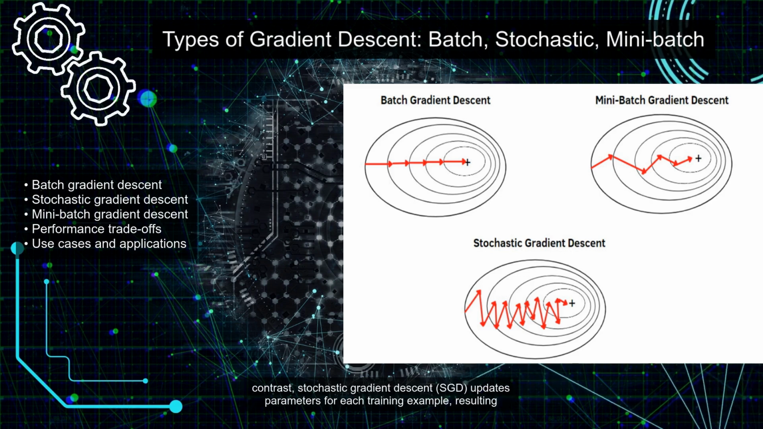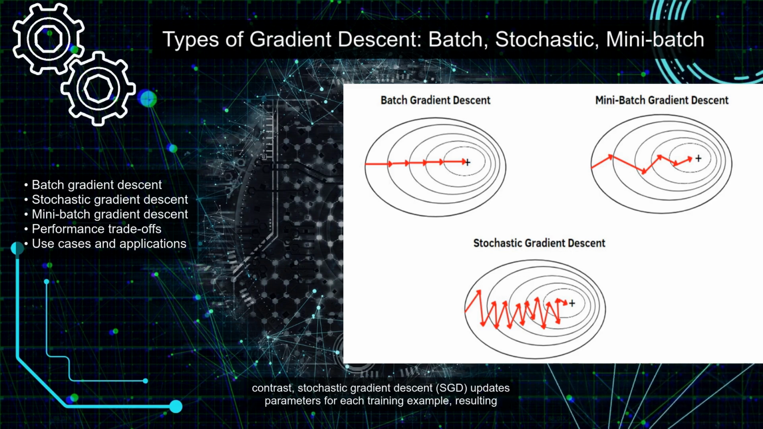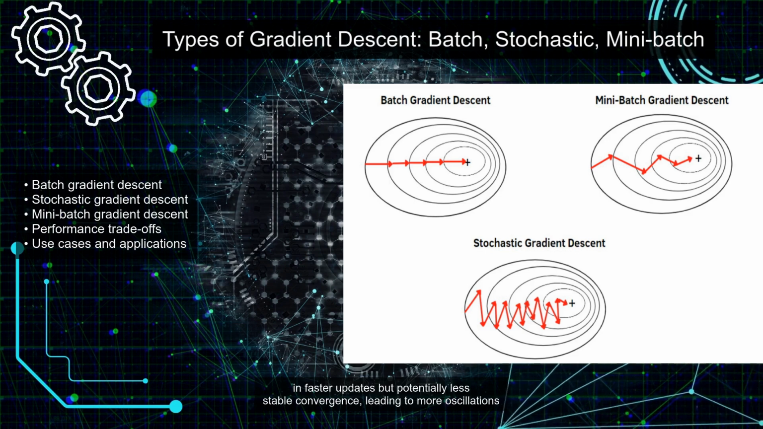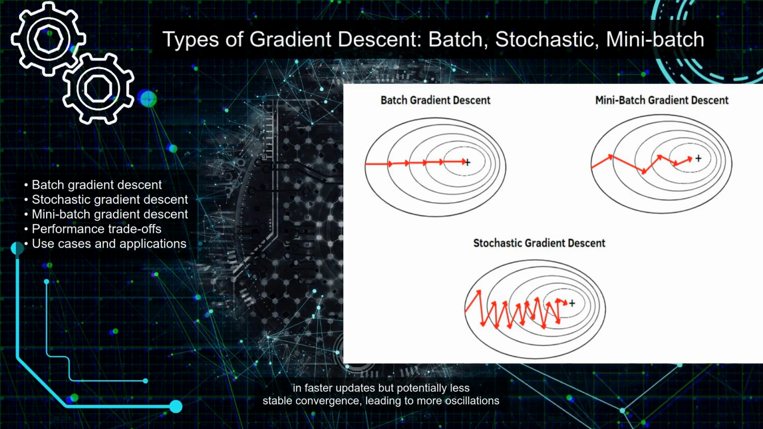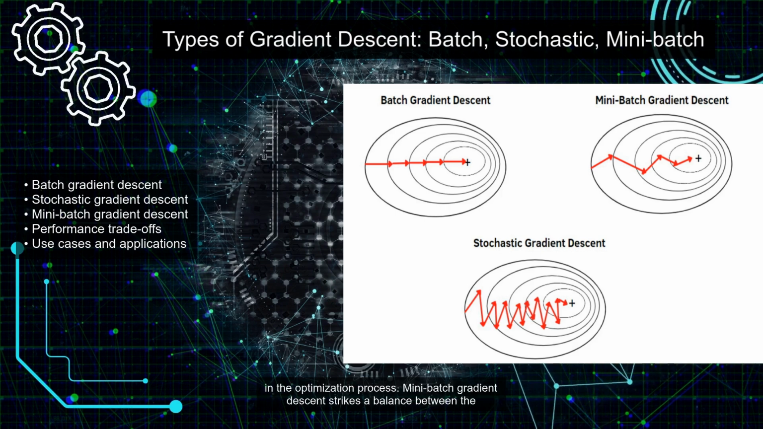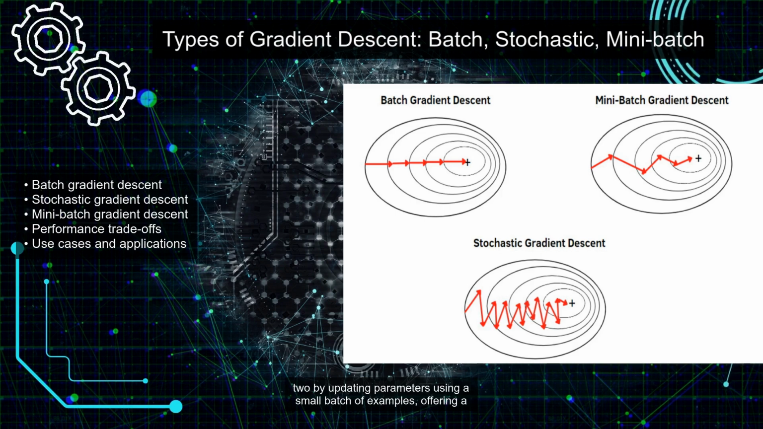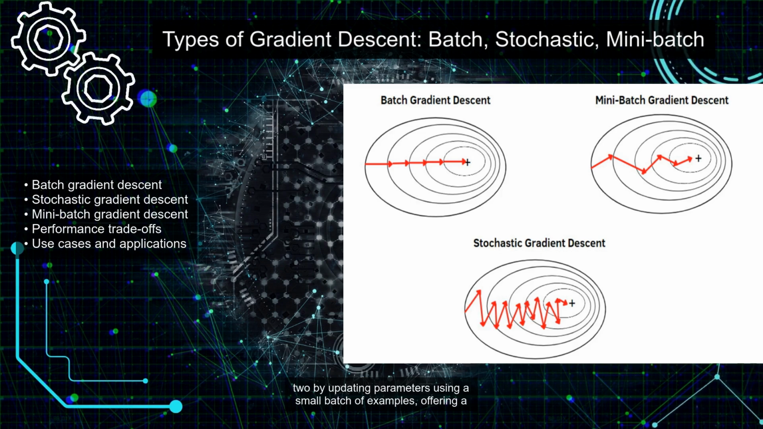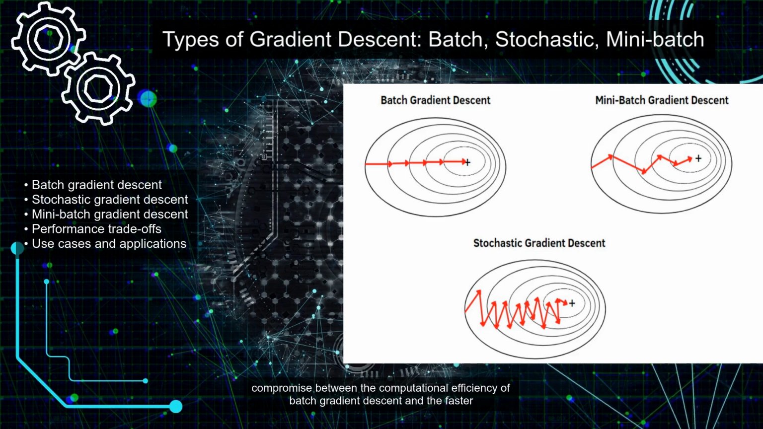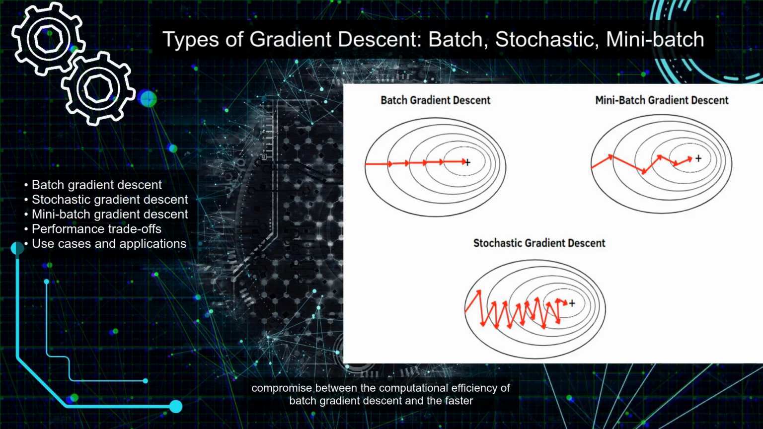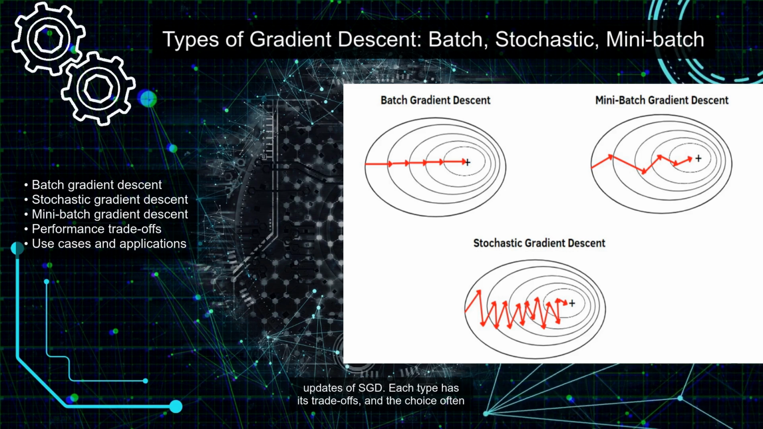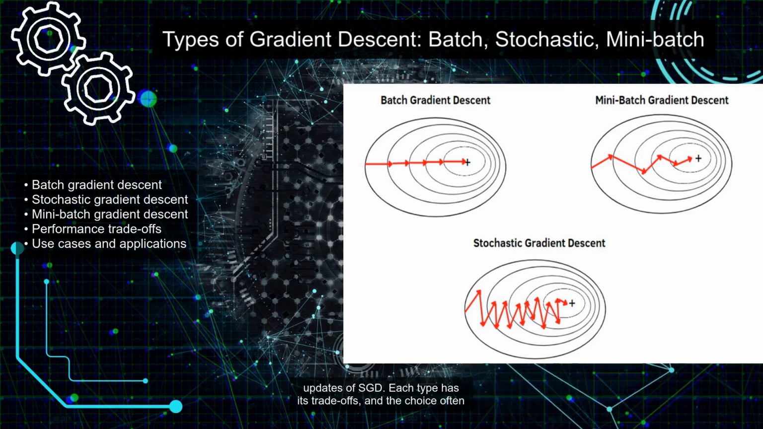In contrast, stochastic gradient descent, SGD, updates parameters for each training example, resulting in faster updates but potentially less stable convergence, leading to more oscillations in the optimization process. Mini-batch gradient descent strikes a balance between the two by updating parameters using a small batch of examples, offering a compromise between the computational efficiency of batch gradient descent and the faster updates of SGD.